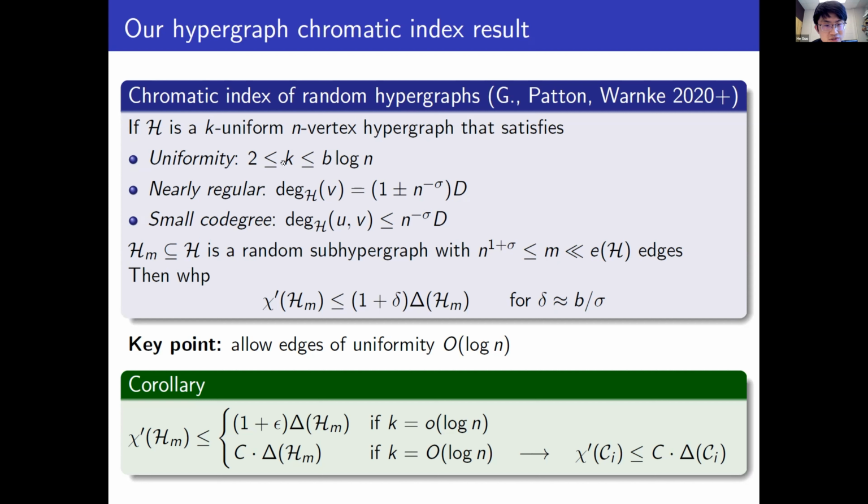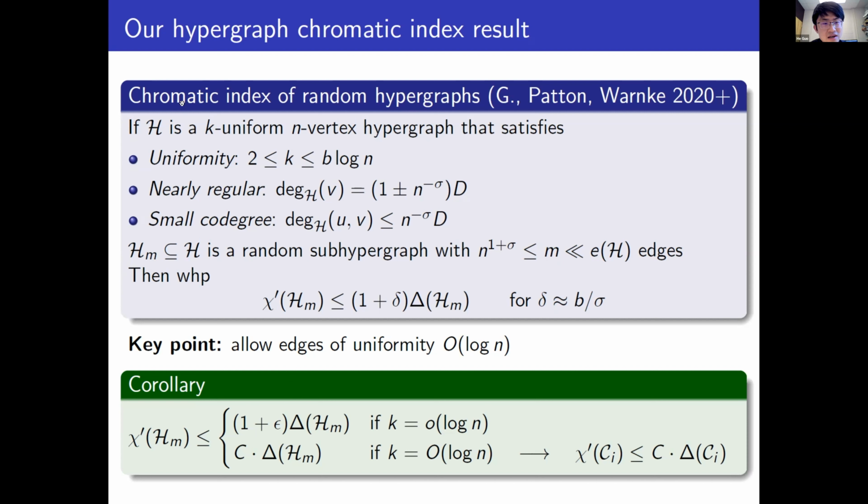For example, if k is little-o of log n, then this B can be little-o of 1, therefore delta is little-o of 1. Therefore, you really get a Pippenger-Spencer-like result, with a 1 plus little-o of 1 term. But what we need is k of order log n, so the constant B may be large, and then your delta is some large constant, so we get this kind of result. And that will be enough for us to prove the Prague dimension, to prove the clique chromatic number result.